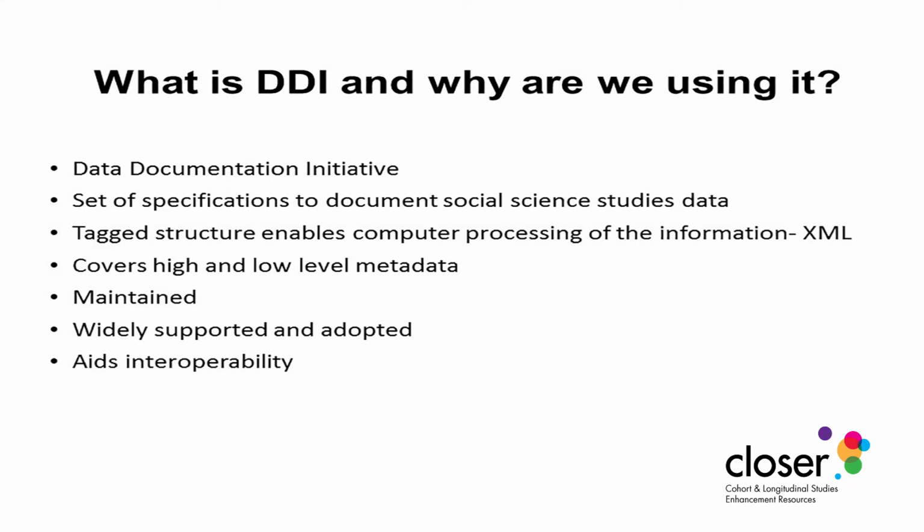So I'll just briefly go over what DDI is, in case you don't know. It stands for Data Documentation Initiative. It's a set of standards or specifications for social science data. It's a tag structure in XML, so it means it's understandable from computers and humans. It covers high-level and low-level metadata, as previously mentioned, plus much more. It's maintained and updated. It's widely supported and adopted because it's an international standard. And it aids interoperability. So the more people that use this DDI standard, the easier it is to share between groups and have this secondary data use.